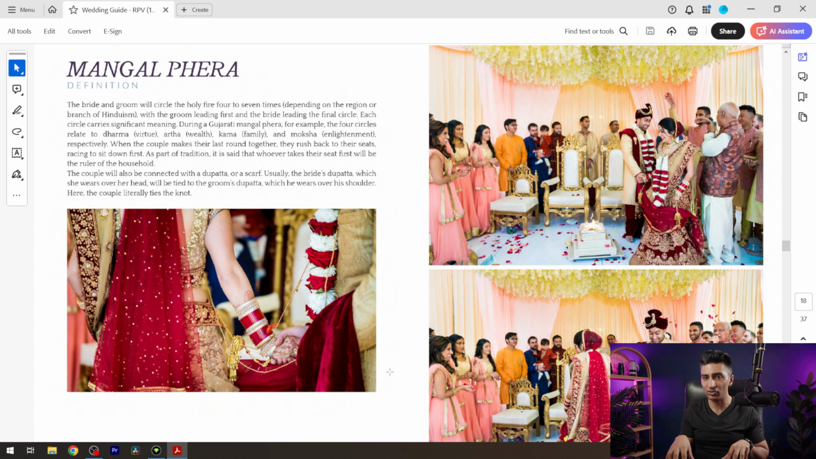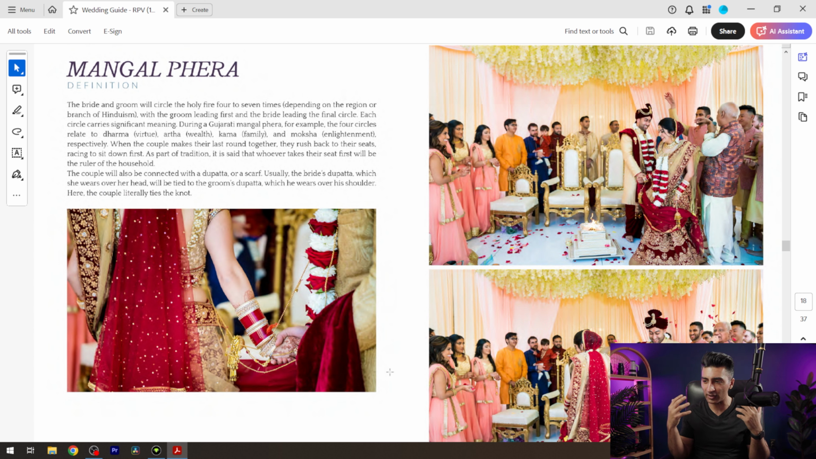At the last circling, the bride will lead the groom, and then they will race to see who sits down first. That is a fun way of saying who's going to lead the home, be the owner, or control the home. It's always a fun ruler-of-the-household type of play where the groom and bride try to rush to that seat, and it's always a really intimate moment.